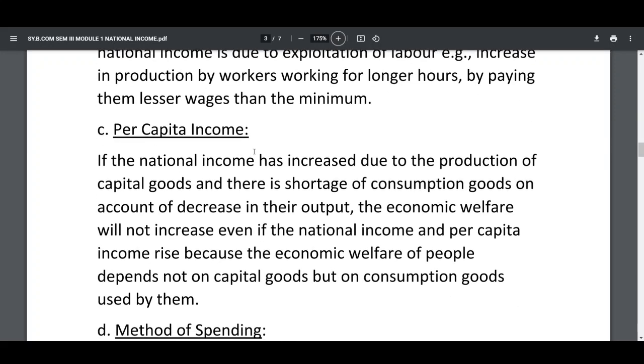Third, per capita income. If the national income has increased due to the production of capital goods and there is shortage of consumption goods on account of decrease in their output, the economic welfare will not increase even if the national income and per capita income rise, because the economic welfare of people depends not on capital goods but on consumption goods used by them.